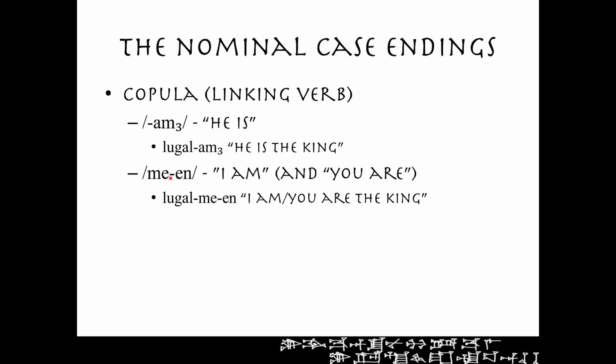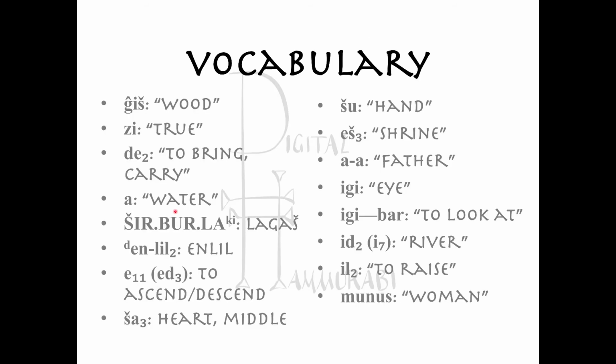The first and second person singular is me'en. So me'en, I am or you are. So lugal me'en could be I am the king. It could also be you are the king. Let's take a look at the vocabulary for the week.